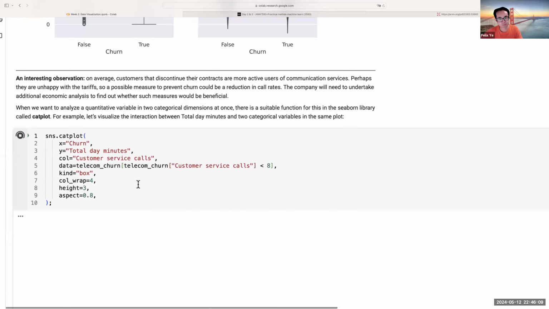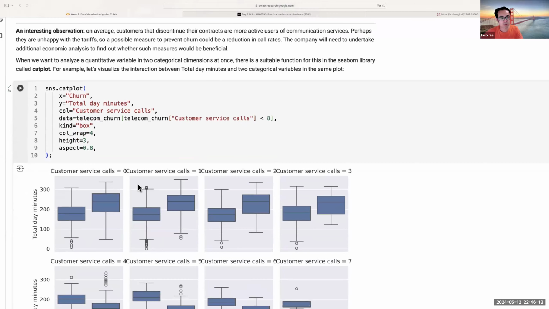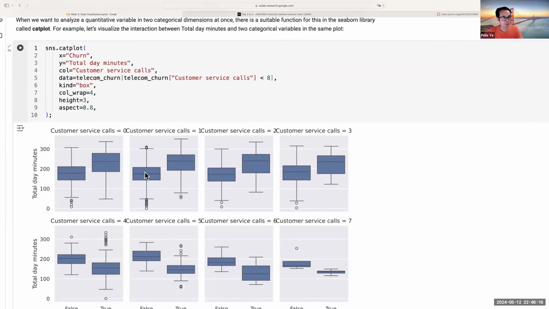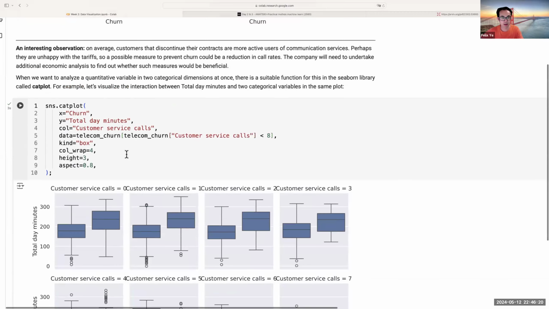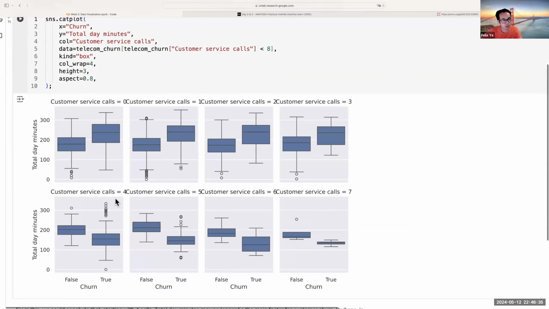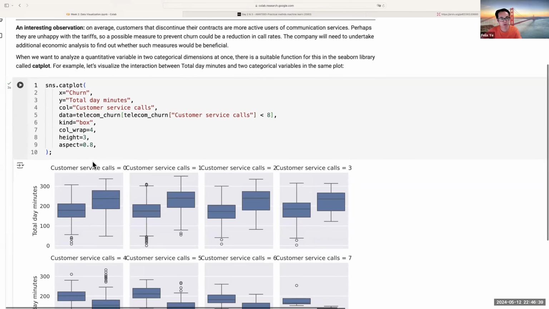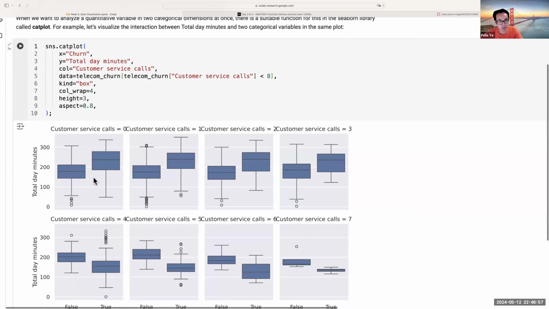So we can do further analysis. For example, we know total day minutes is very important, and we can visualize the interaction between total day minutes and the two categorical variables in the same plot. We know customer service calls and total day minutes are both important features. But customer service calls range from 0 to 8, for example. So we can see under what kind of situation these two things are the most separable.